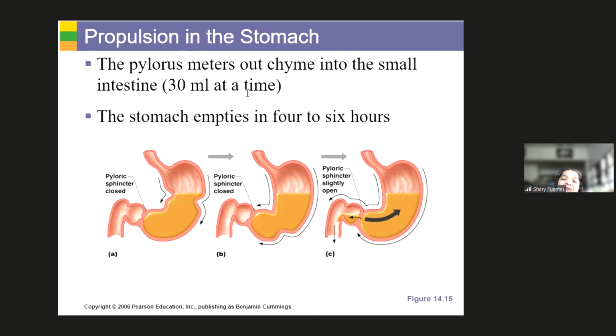Kaya dahil 30 ml lang siya at a time, kung nag-buffet kayo ng alas 10 ng umaga, sugod na kumuha kayo, hindi kayo malulugi sa inyong bayad. Pag-alas 7 ng gabi, wala pa ring laman. Kasi 30 ml, ito ang kakainin ninyo, 4 na litro ng pagkain. So, palagay ninyo, kailan mauubos yung 4 na litro kung 30 ml lang ang na-release from time to time?